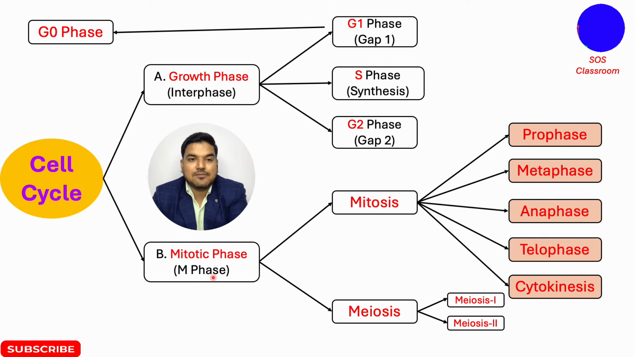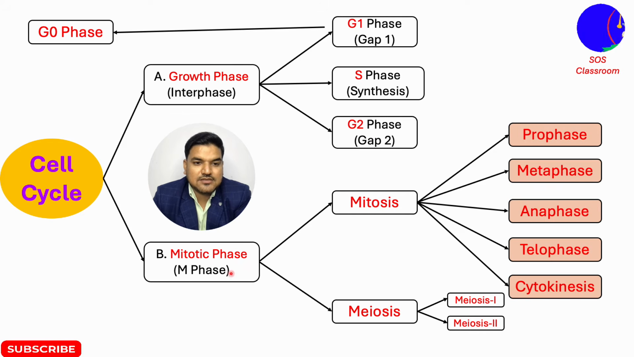So first of all, you remember the cell cycle is divided into two main phases. First is the growth phase, another name is interphase. Second is the mitotic phase, also called anaphase. The growth phase is again divided into three phases. G1 phase means gap 1, also called growth. S phase means synthesis phase, also called DNA replication. G2 phase is also called gap 2, or preparation for mitosis.